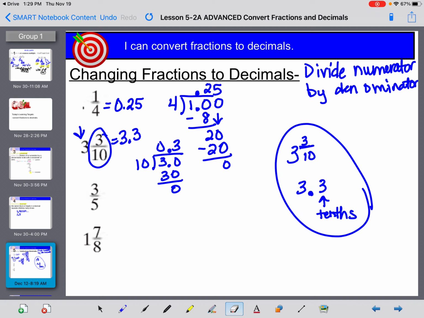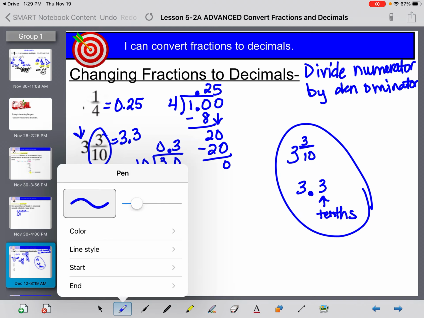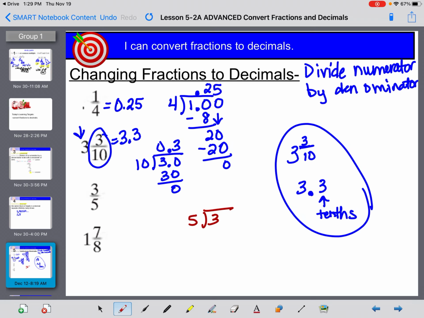The next problem, 3/5. I put the 3 under the division bar, divided by 5. 5 goes into 3, it doesn't. 5 goes into 30 6 times. I subtract, and I get 6/10. Again, some people like to look at that and say, oh, 3/5. Well, if I take that times 2 over 2, I get 6/10. Isn't 6/10 the same as putting a 6 in the 10ths place? 6/10 as a decimal? You bet.